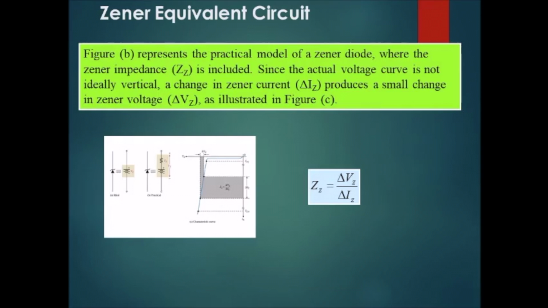Figure B represents the practical model of a Zener diode, where the Zener impedance ZZ is included. Since the actual voltage curve is not ideally vertical, a change in Zener current produces a small change in Zener voltage, as illustrated in figure C.